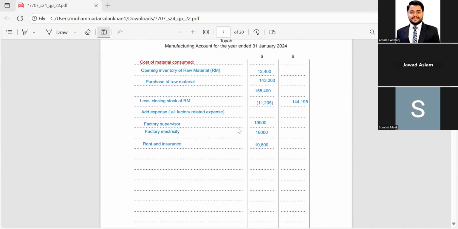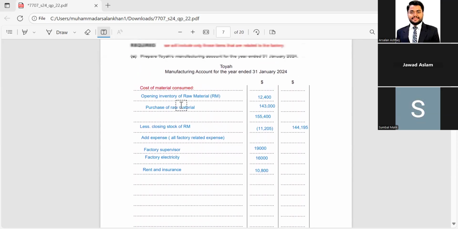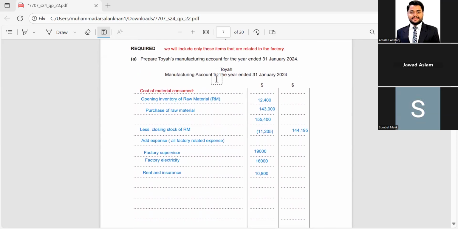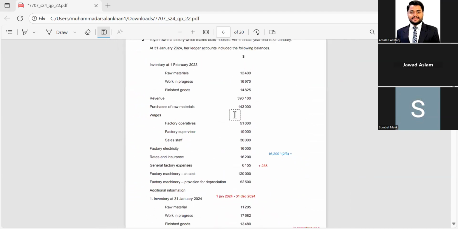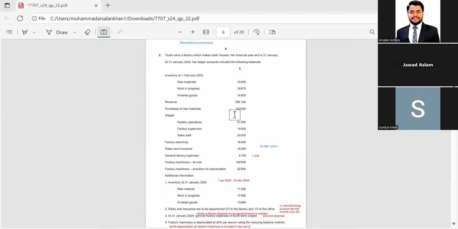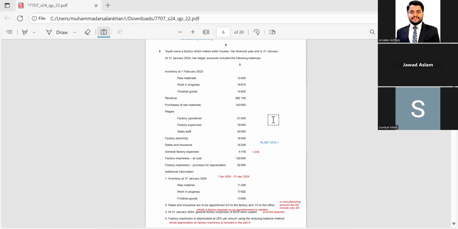Okay, so Jawad, see, and Simra, see, in the first part they have asked us to prepare the manufacturing account through which we will get the cost of production. So I started with opening stock of raw material. I added the purchase of raw material. These all are given in the question. Simra, please take a picture of this page so that we can see the information which is given. So Jawad, the opening stock was given over here. We added the purchase of raw material over here. Then we subtracted the closing stock of raw material which is given in the adjustment number 1. Then we came on the expenses part.